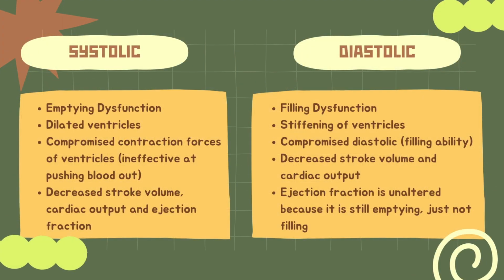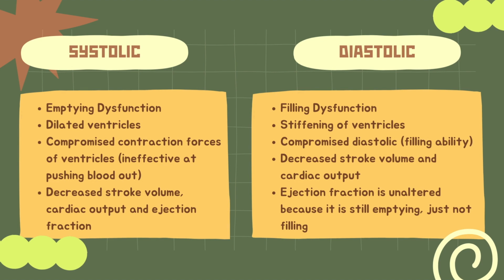So systolic versus diastolic dysfunction. Systolic is the contraction of the heart, so it is an emptying dysfunction. When it contracts, it cannot empty all the way. You will have dilated ventricles and a compromised contraction force of the ventricles. So basically it's ineffective at pushing out blood, therefore emptying dysfunction. And when it cannot push out that blood, you're going to have a decreased stroke volume, therefore decreased cardiac output and ejection fraction. Stroke volume is how much blood the left ventricle puts out. Cardiac output is stroke volume times heart rate. So if we have a decreased stroke volume, you're going to have a decreased cardiac output.